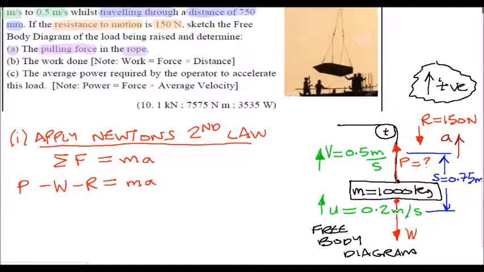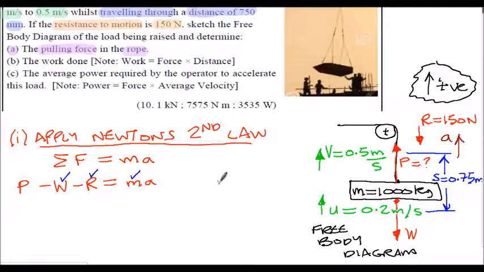What do I know in this particular question? Obviously I don't know P because I'm trying to find P. Do we know the weight force? At the moment, no, but I can find it because I've got the mass given, and weight force is mass times gravitational acceleration. Have I got the resisting force? Yes, that's explicitly given: 150 newtons. Have I got the mass? Yes. But I don't have the acceleration. So this is a problem now. I've got one equation, but two unknowns.